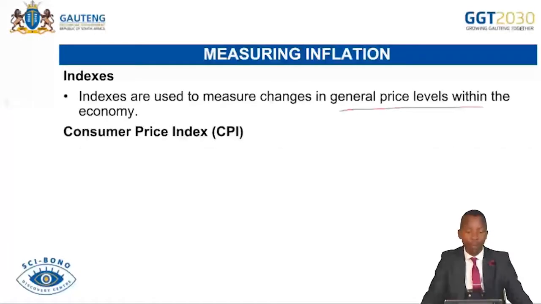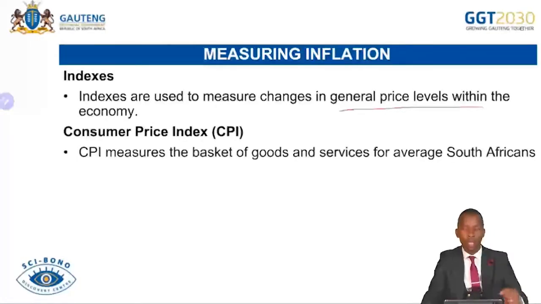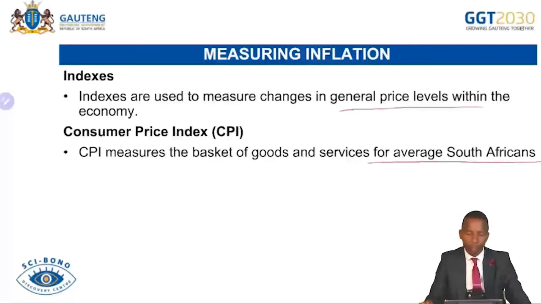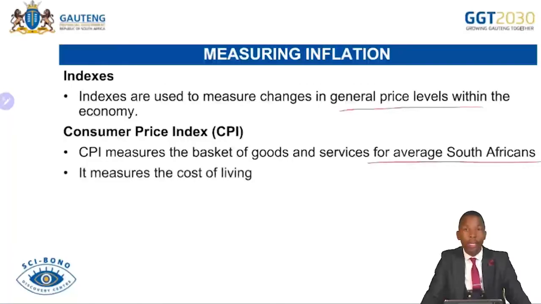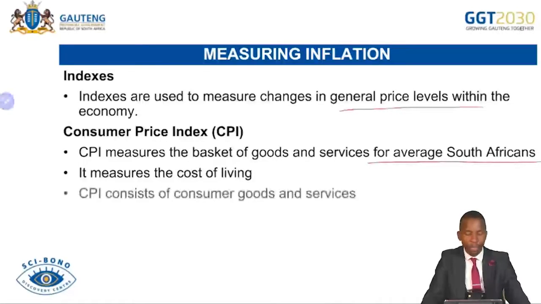The CPI, the consumer price index, measures the basket of goods and services for typical South Africans. With the CPI, we mainly focus on the cost of living, because consumers are demanding finished goods or final goods so that they can satisfy their needs and wants. So it mainly focuses on the cost of living. The CPI consists of consumer goods and services because it represents the prices of consumer goods.